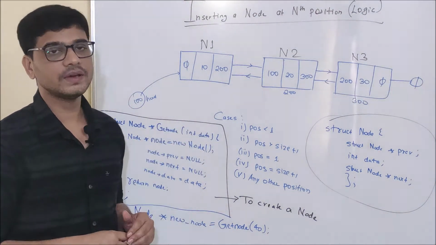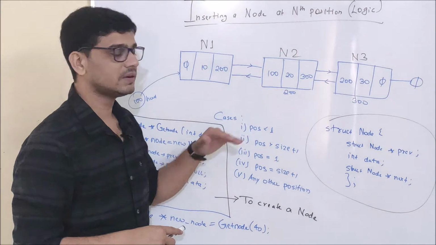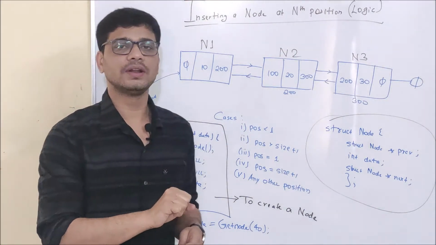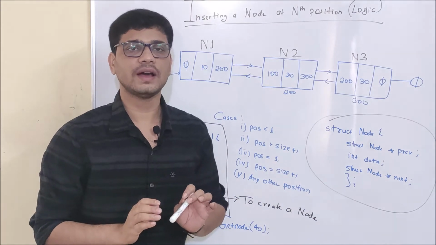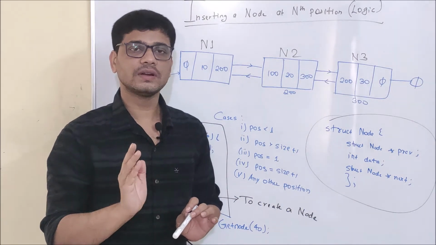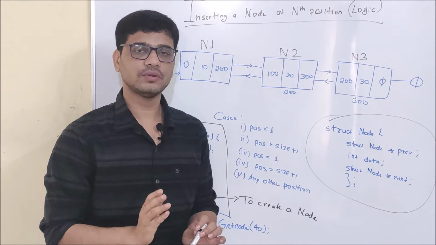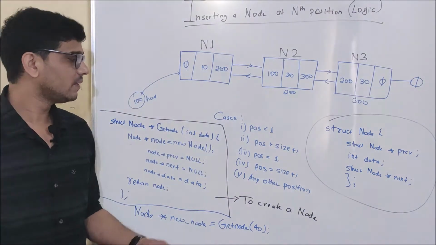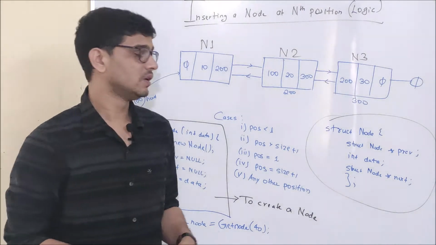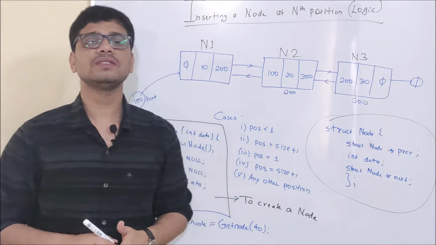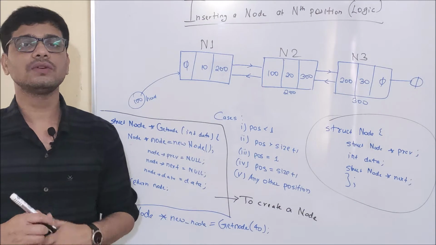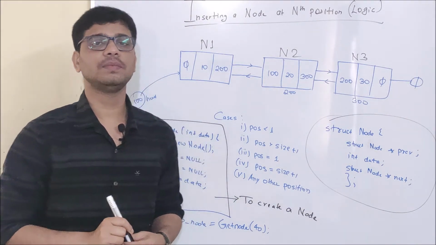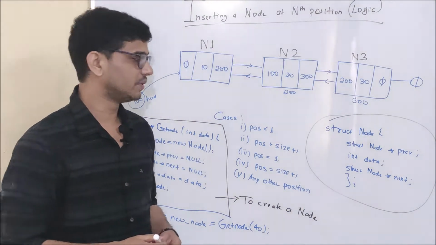And what are those 5 cases? First of all, position is smaller than 1. Suppose I have a linked list of 5 nodes, and I want to insert a node at a position smaller than 1, that is either the 0th position or some negative position. Is it possible? No, it is not, because it is an invalid position. So what do we need to do in this kind of case? We need to convey a message to the user that you have given us a wrong position. Please provide us with a valid input.